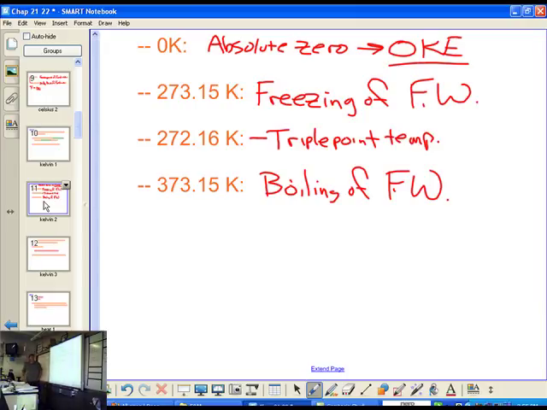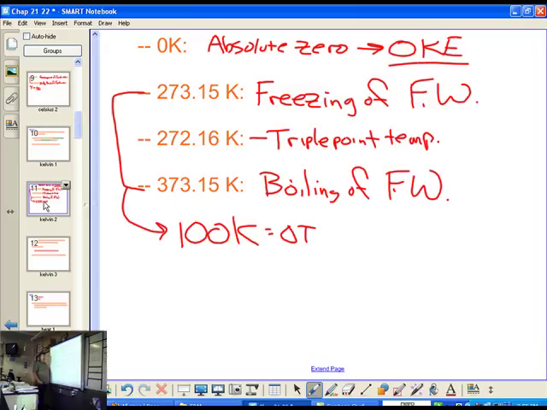But no, I want you to notice this. How many kelvins are between the freezing point and boiling point? There's 100 kelvins. There's that change in temperature of 100 kelvins. But wait a minute. There was another scale that had a change in temperature of 100 to go from that same point. It's also the same as Celsius.